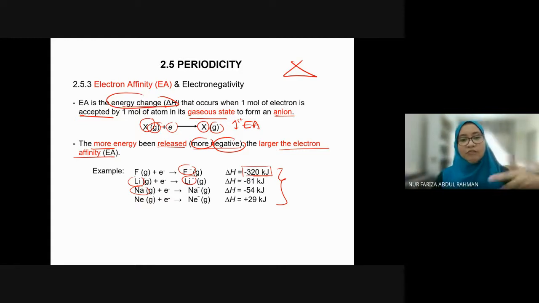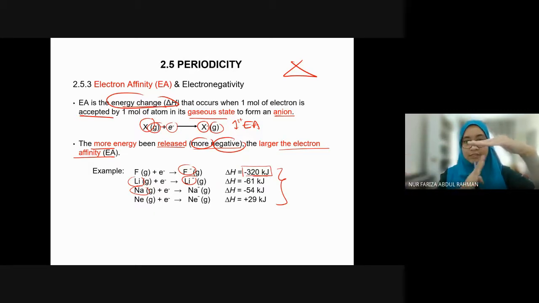Okay, so the reason why fluorine releases more energy compared to lithium, sodium, neon, is because initially, okay, kenapa dia release energy? Initially, the fluorine atom itself has higher energy. When the fluorine atom accepts electron, the energy becomes lower. So they become F minus. So this is the energy of the F minus now. So from here to here, nak jadi daripada atas ni ke bawah ni, okay, it releases the energy.